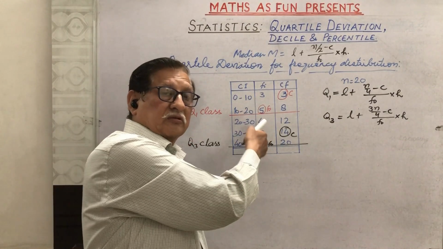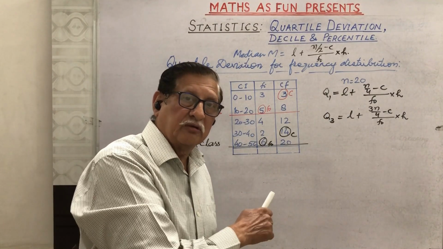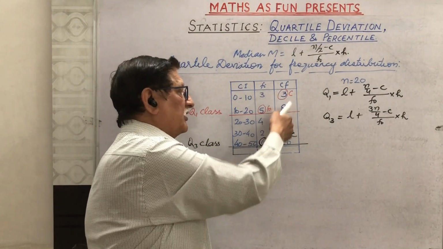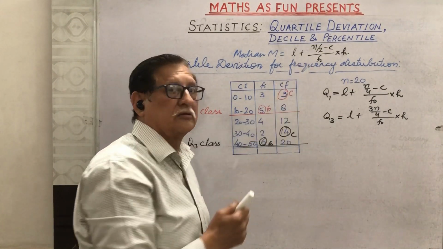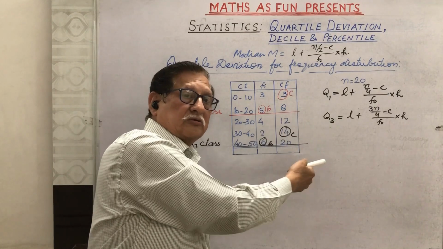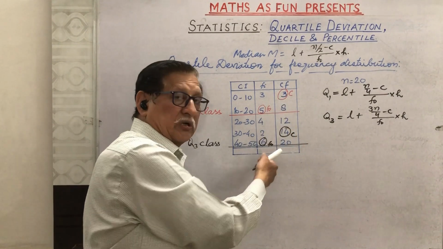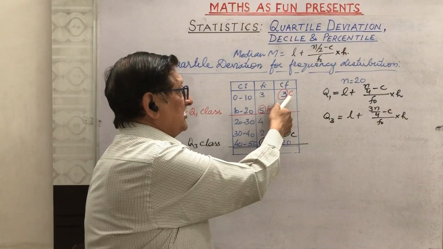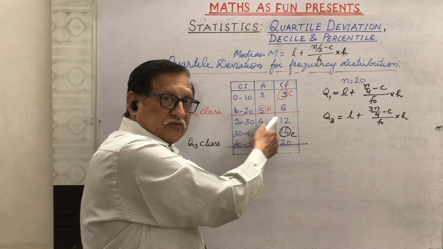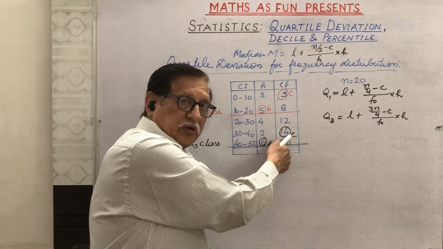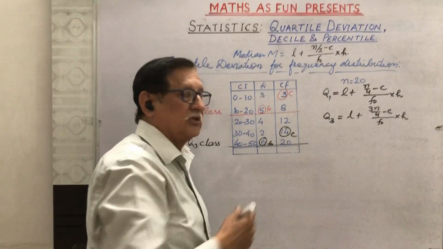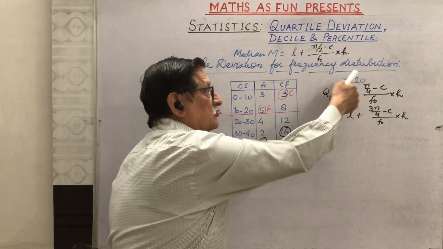Let's learn it with this example. See what we were doing. We were calculating the cumulative frequencies for finding the median. Similarly, for finding the quartiles also we will be finding the cumulative frequency, that is 3, 3 plus 5 is 8, 8 plus 4 is 12, 12 plus 2 is 14 and 14 plus 6 is 20. It means n here is 20.